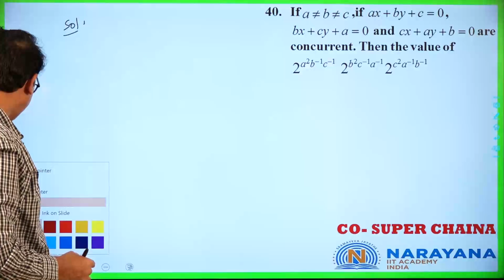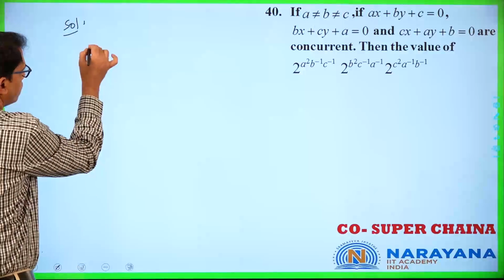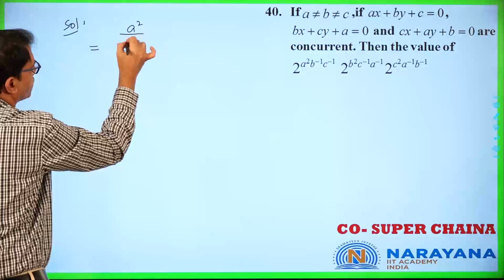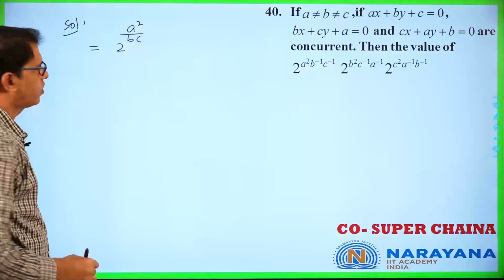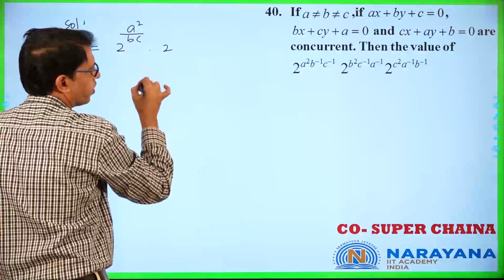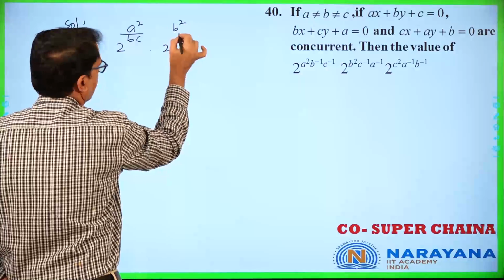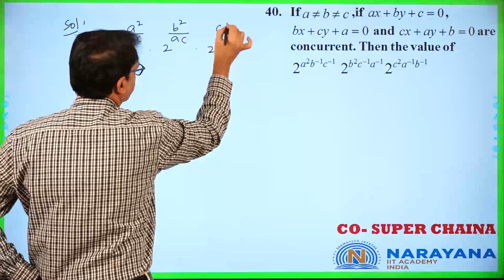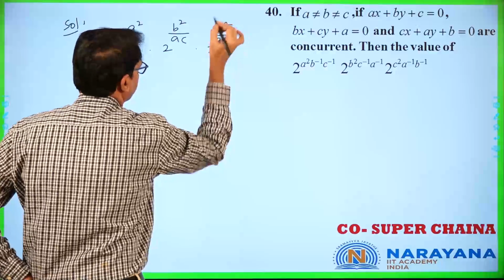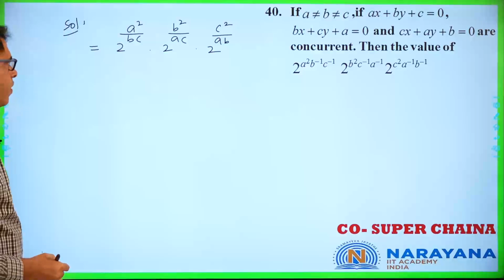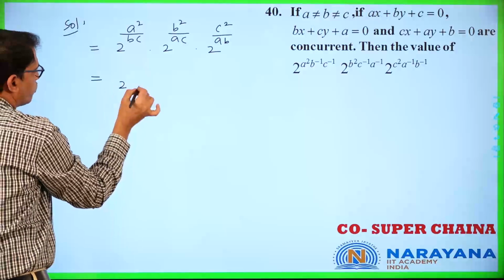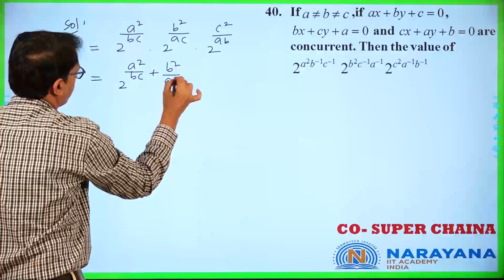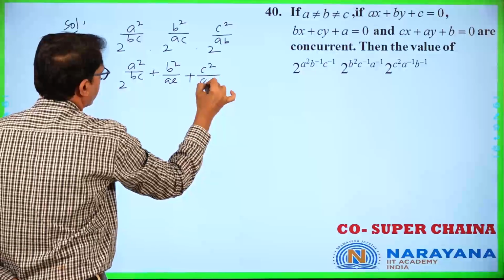So it is 2 to the power, so required value is what? So it is 2 to the power a square upon bc, right? First one. Second one, 2 to the power b square upon ac. Third one, 2 to the power c square upon ab. Now bases are equal, powers get added, that equals 2 to the power a square upon bc plus b square upon ac plus c square upon ab.